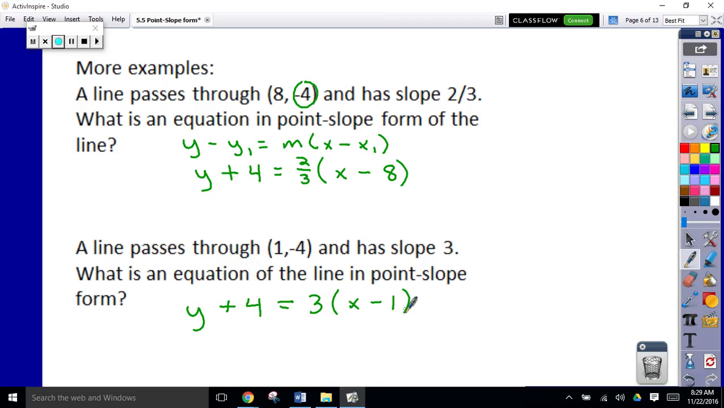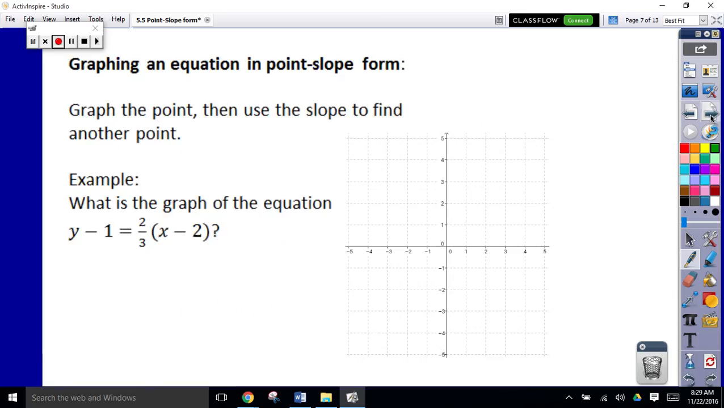Okay, good. Let's take a look at how we graph an equation in point-slope form. Now, remember when we graphed equations in slope-intercept form, we started with the y-intercept, and then we used the slope to figure out the next point. Well, when we use point-slope form, we're going to graph the point first. So instead of the y-intercept, we're graphing the point that we know, and then we're going to use the slope to find the next point, and then we have our line.